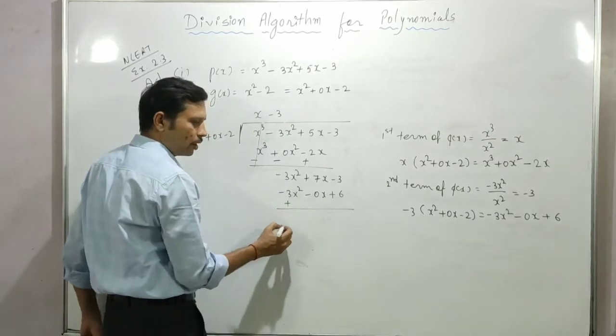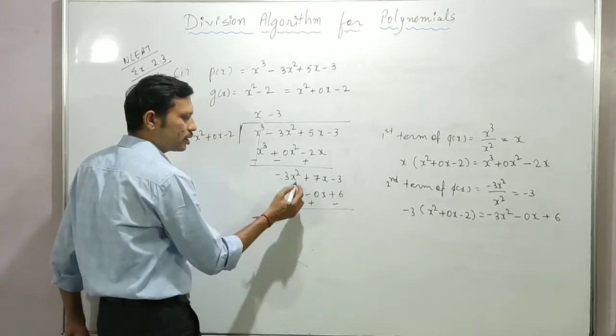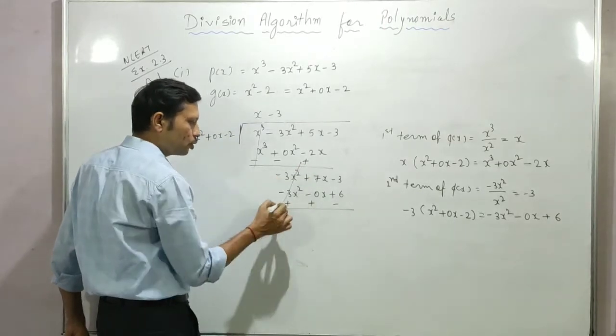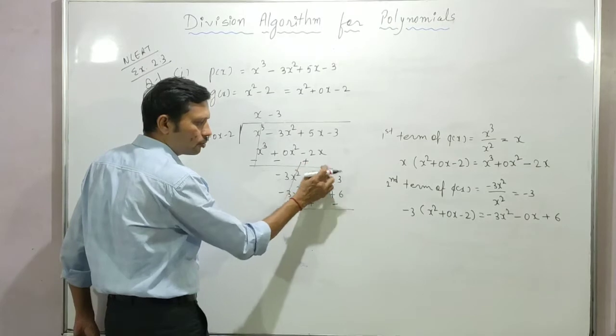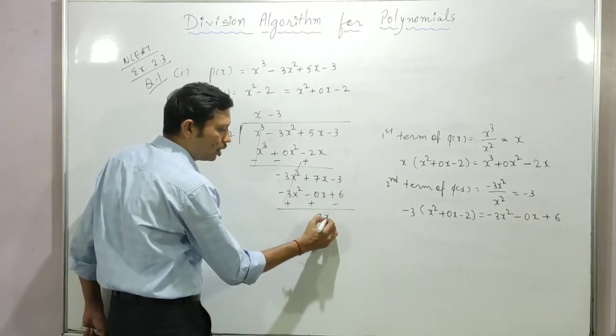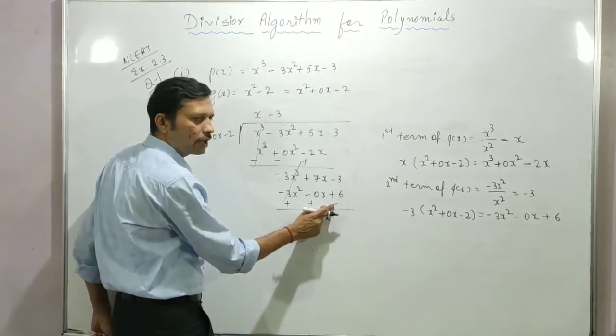Minus becomes plus. Here minus becomes plus and plus becomes minus. Minus 3x square and plus 3x square, they both will be cancelled out. 7x, it's a 0. So only this part is important, so we have to write down only plus 7x. And 3 and 6, it's a negative. This one is also negative.